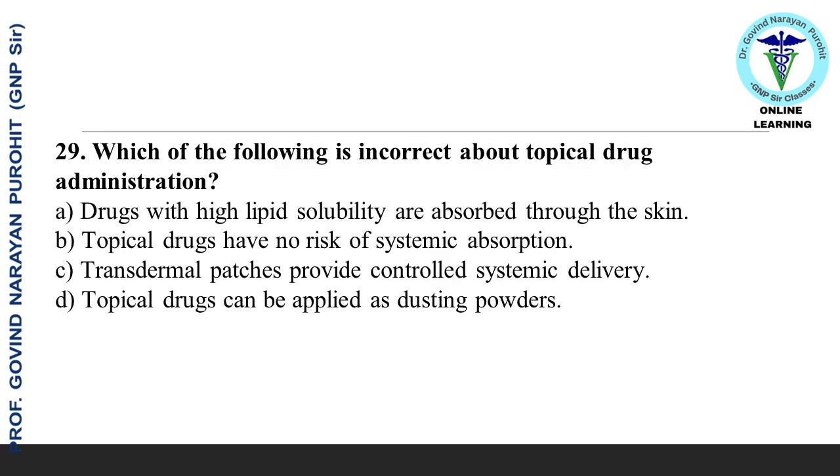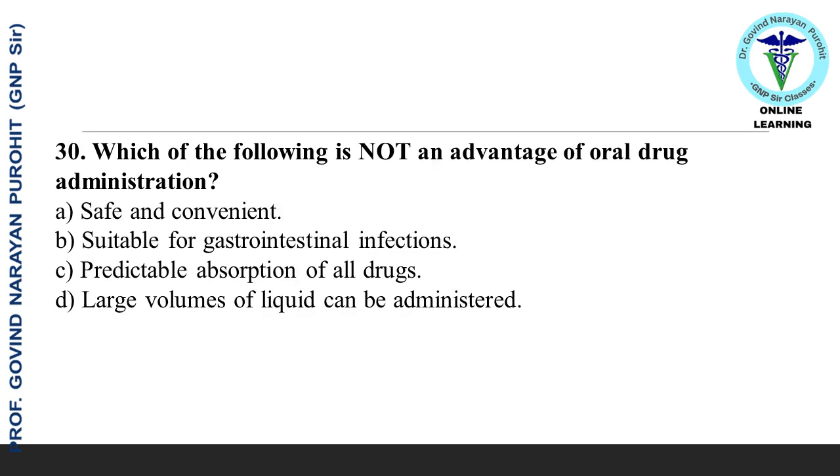29. Which of the following is incorrect about topical drug administration? A. Drugs with high lipid solubility are absorbed through the skin. B. Topical drugs have no risk of systemic absorption. C. Transdermal patches provide controlled systemic delivery. D. Topical drugs can be applied as dusting powders. The correct answer is option B. Explanation. Topical drugs can sometimes result in systemic absorption, especially if they are highly lipid soluble or used with occlusive dressings.